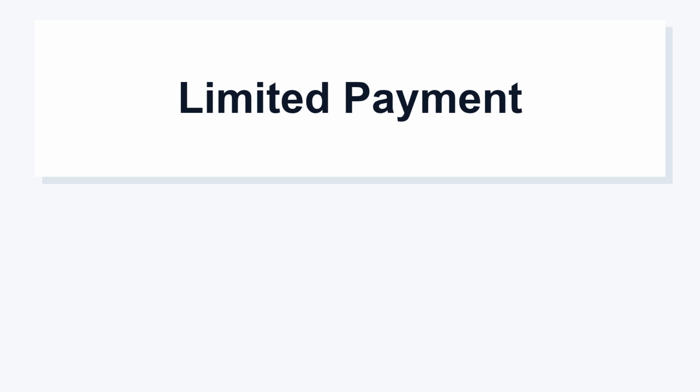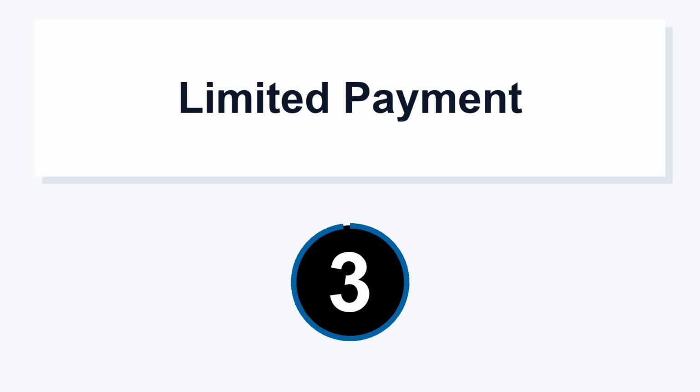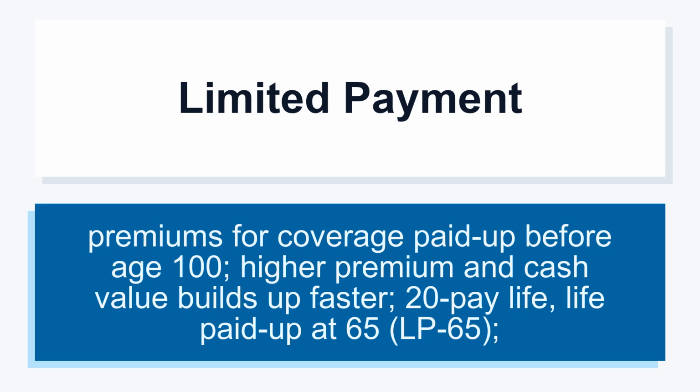Limited payment. Premiums for coverage paid up before age 100, higher premium and cash value builds up faster. 20 pay life. Life paid up at 65, LP 65.